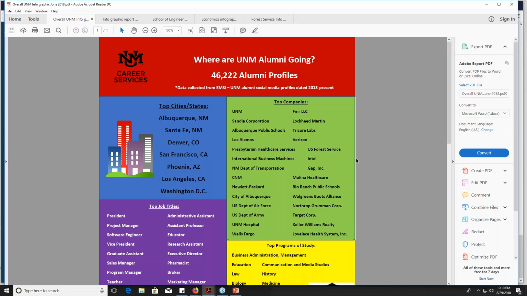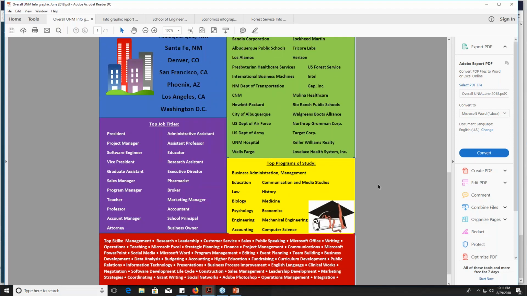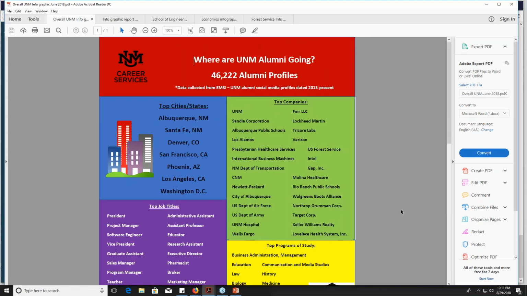The reason I wanted to point this out to you guys was I saw how relevant this data was and how updated to the minute it is in terms of our May graduates. That's a big jump and spike of how many changes there were in profiles. But I created this infographic to really show where in general our UNM alumni are going. I picked our top city states, our top companies, the top job titles, our top programs of study, and then the top skills. And our upper administration loved this. They really thought this was a good picture.